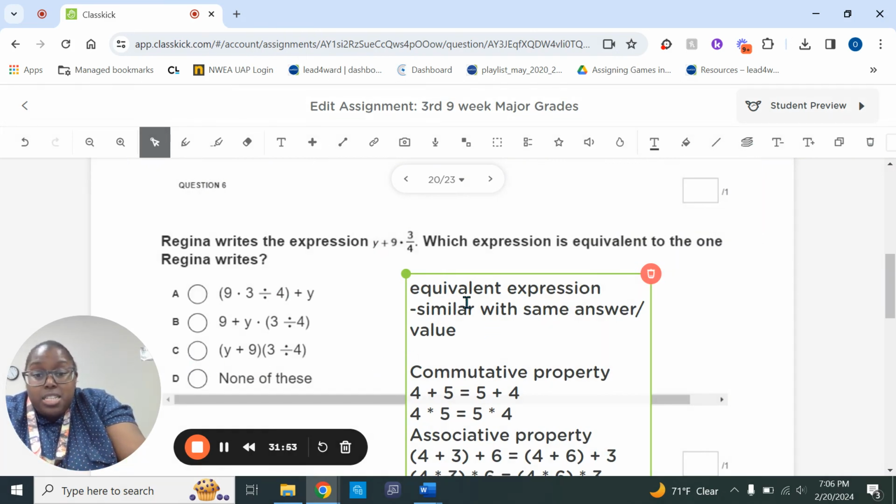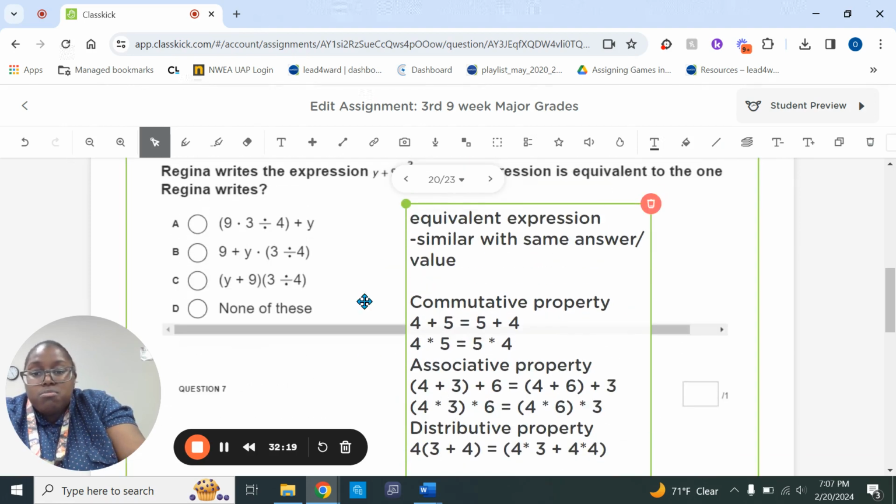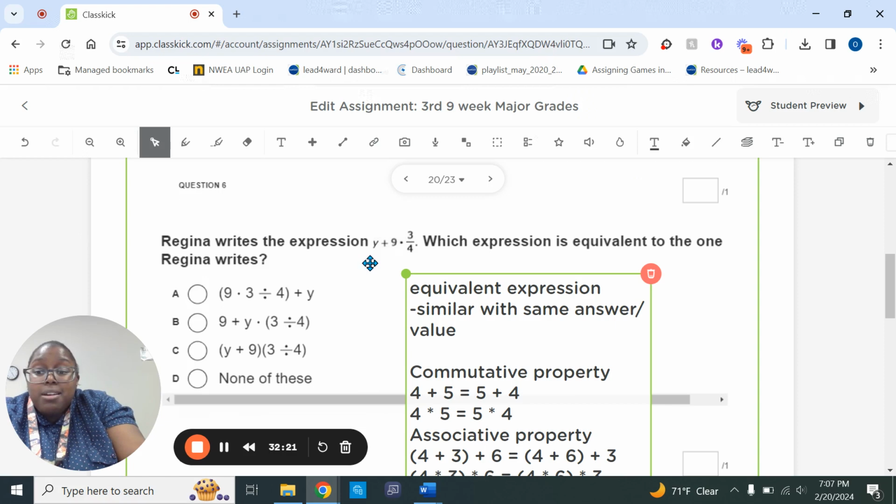Because if it is equivalent, it should be similar. So all of these look pretty much similar because all of them have addition, division. It has the multiplication here. This one has addition, multiplication, division. It all has the operation. It has all 4 parts. So they are similar, but which one will also give you the same answer or value? So that means using substitution, put in a number for y and see if you get the same answer. And if you do, that is equivalent.